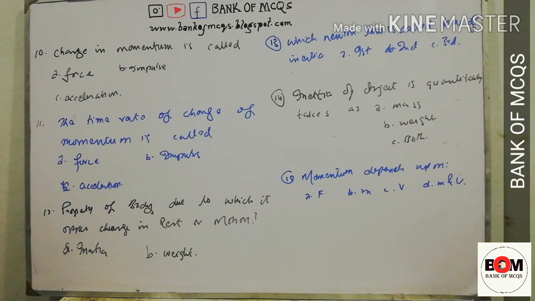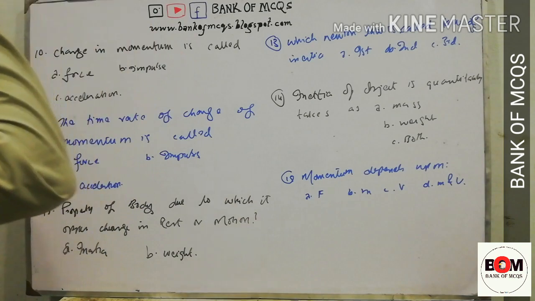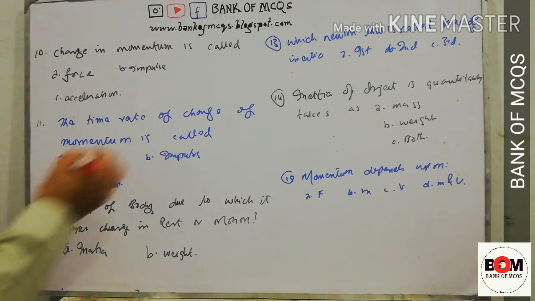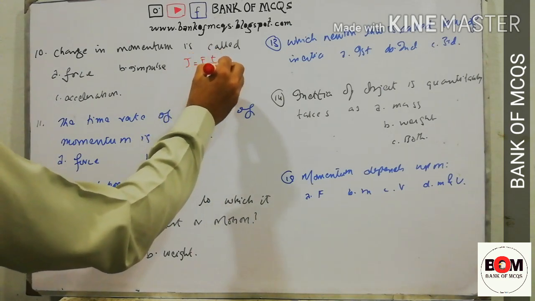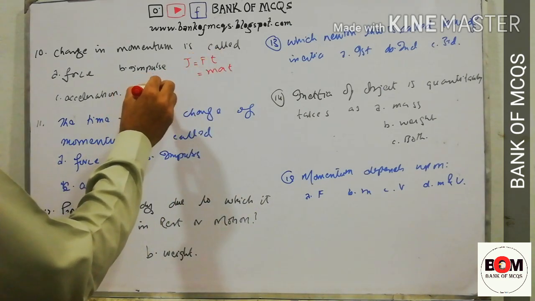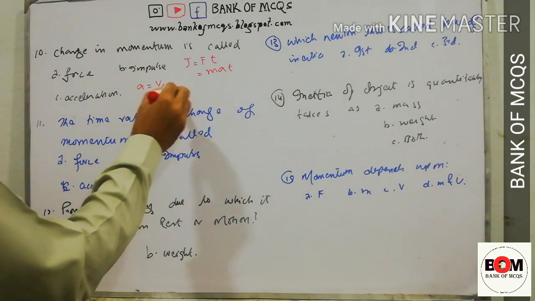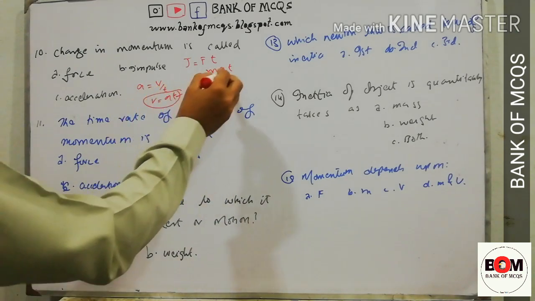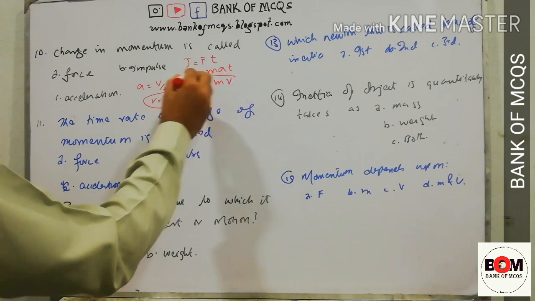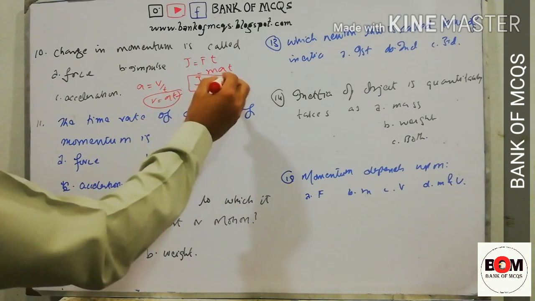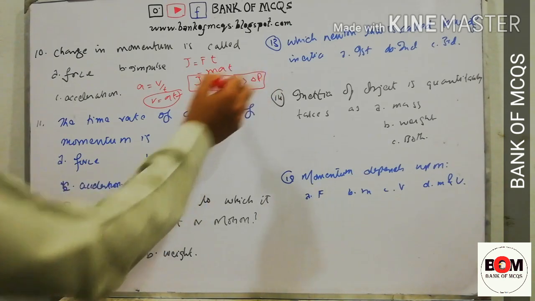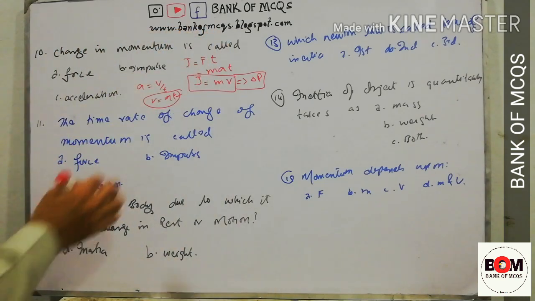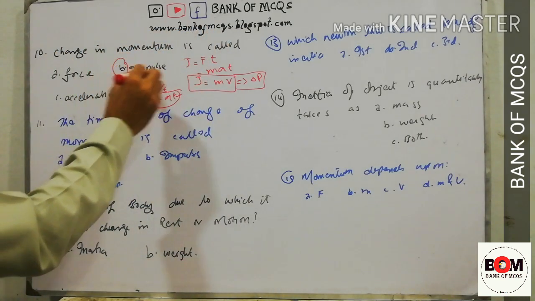MCQ number 10. Change in momentum is called force, impulse or acceleration. We know that impulse J is equal to F into t, where F is equal to ma. Also we know that a is equal to v divided by t, so v is equal to at. Putting this in, we get mv is equal to J, where mv is the change in momentum, delta P. So J is equal to delta P. So change in momentum is called impulse. So option B is correct.